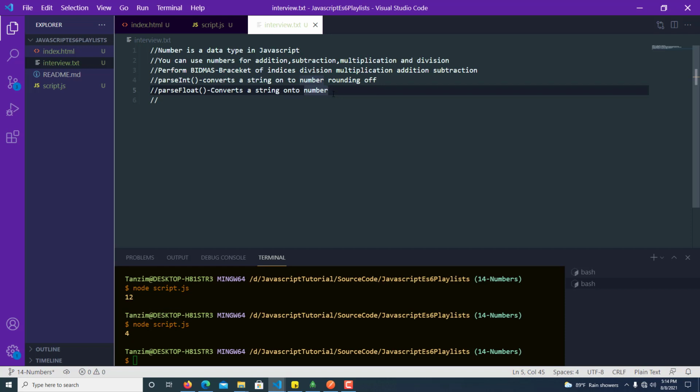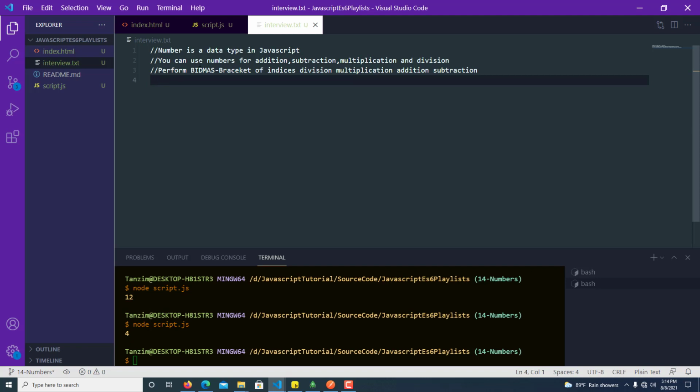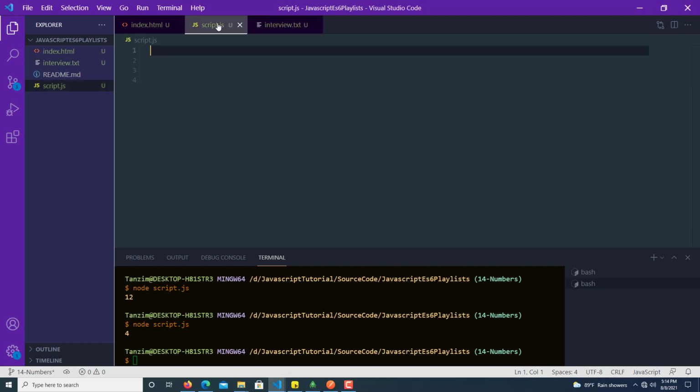So now in this tutorial we are going to talk about another data type that is known as numbers. Like everything, number is also a data type in JavaScript. Right now we are going to discuss the operations you can perform in JavaScript. Addition, subtraction, you can perform all of these arithmetic operations in JavaScript. And there is this BIDMAS, which you know, bracket of indices, division, multiplication, addition, subtraction.